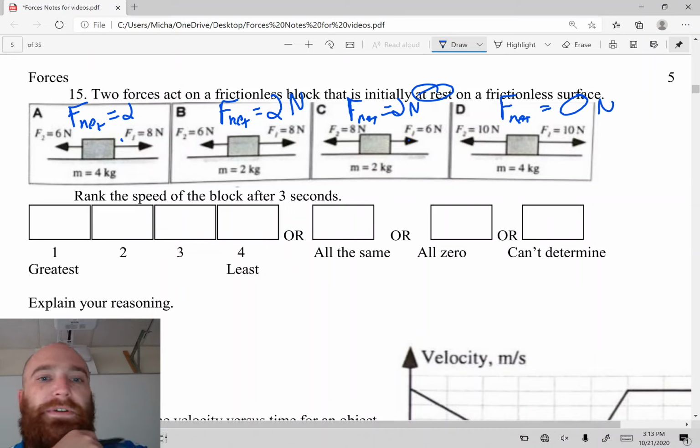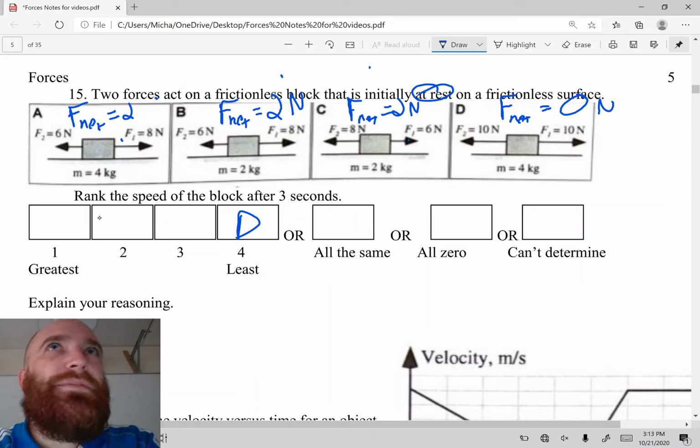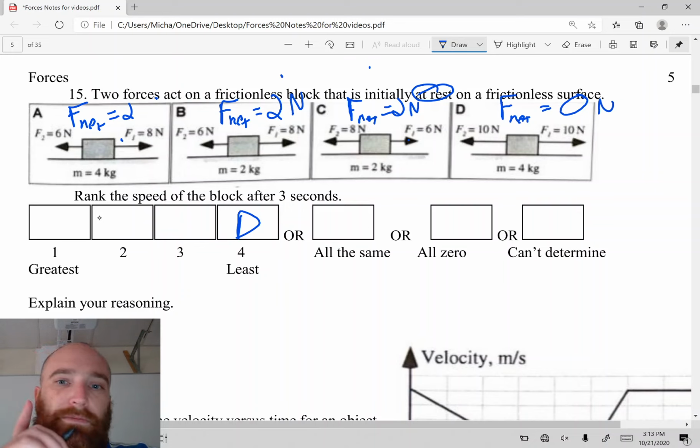Again, we're going to rank the speeds of the block after the 3 seconds. Let's start with the obvious one here. One of these blocks will not accelerate at all and will remain at rest, and it's D, because it has a net force of 0. It's like playing tug of war and no one's winning. It's just not going to move. Now all of these other ones have a net force of 2 newtons, so it seems like they should all have the same acceleration, but look at these masses down here.